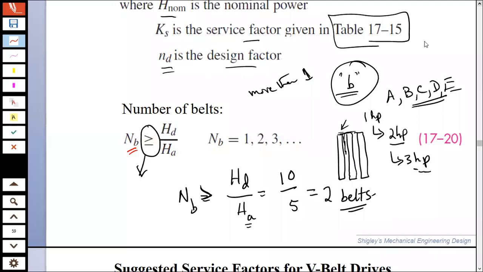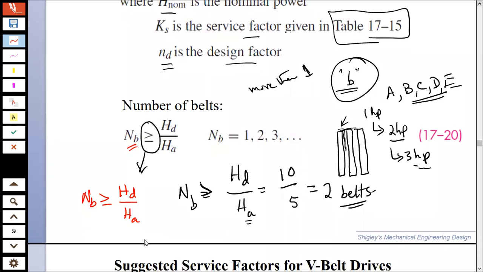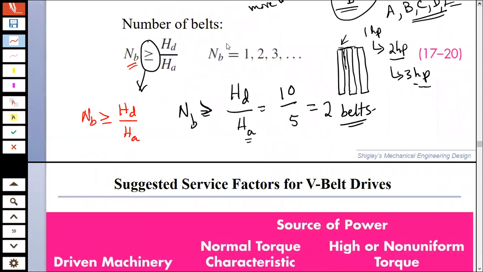Okay, so as we said that in V belts, the number of belts will be greater than or equal to the design horsepower divided by the allowable horsepower. Let's say, for example, it's very easy for this case when you have the design horsepower is 10 and the allowable horsepower is 5, so that is 2 belts.